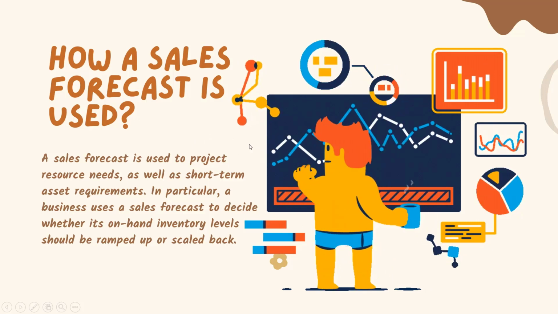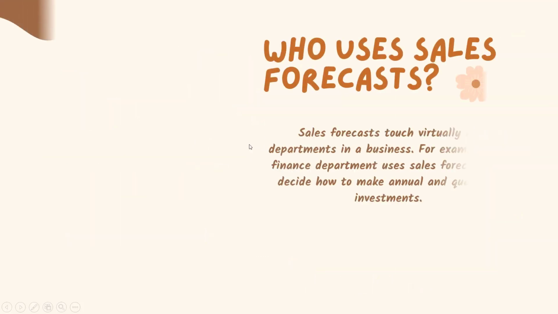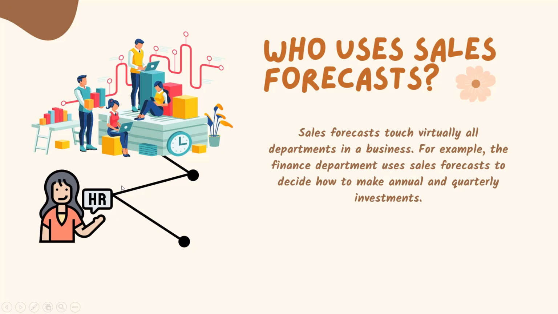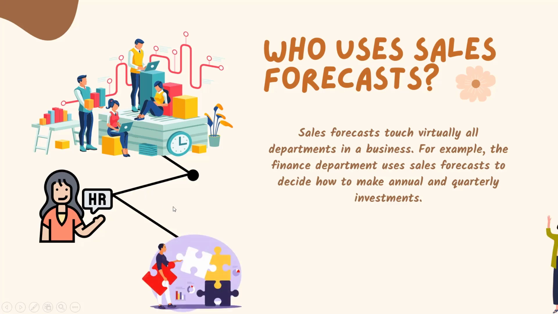Who uses sales forecasts? Sales forecasts touch virtually all departments in a business. For example, the finance department uses sales forecasts to decide how to make annual and quarterly investments. Product leaders use them to plan demand for new products. And the HR department uses forecasts to align recruiting needs to where the business is going. At some level, sales forecasting affects everyone in the company.